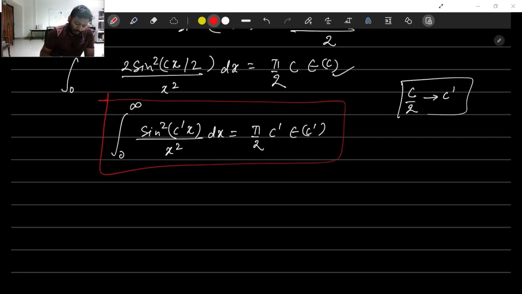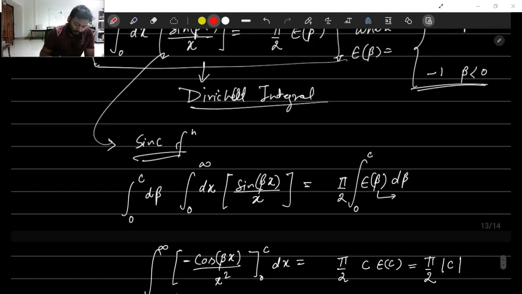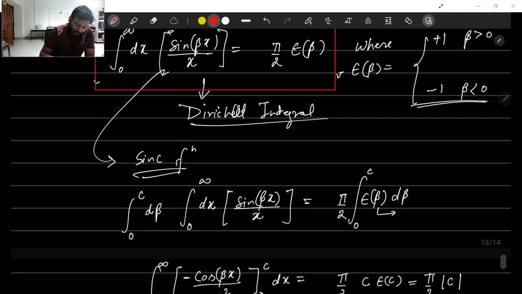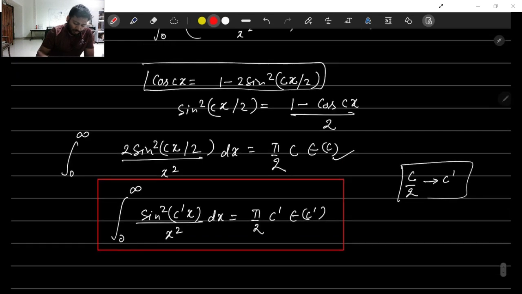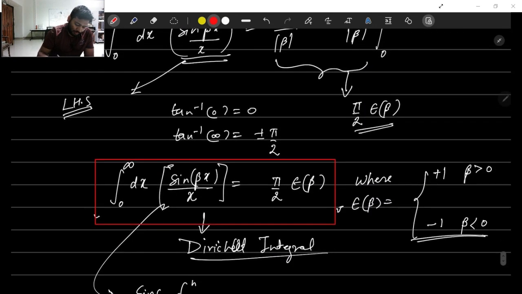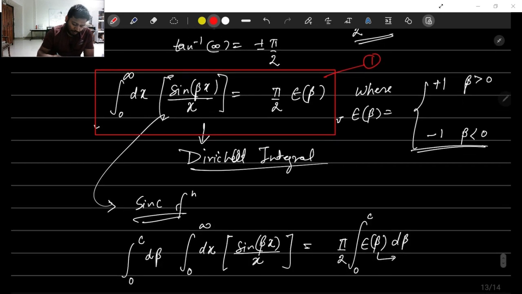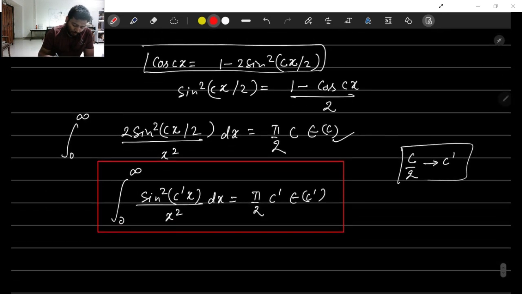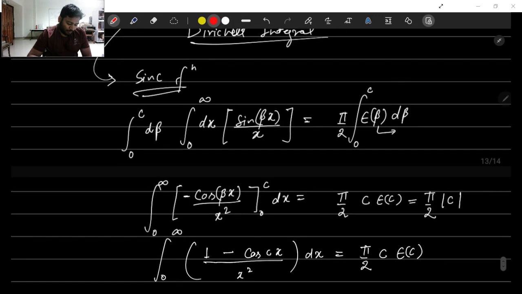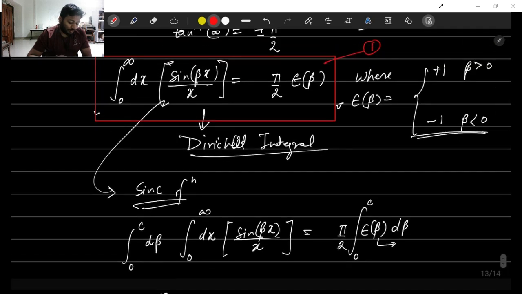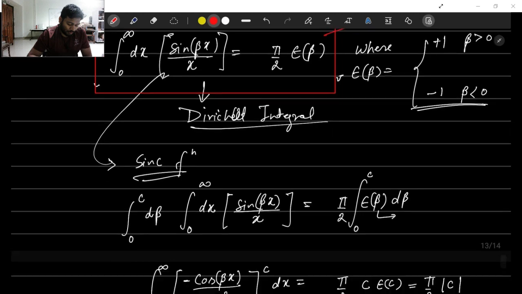So the first form of Dirichlet integral we have is this one, and this is the second form of the Dirichlet integral, correct. So let me write down the number. This is first, this is second. Both are not the same integral, both are different integrals. You can see here that in the first form of the Dirichlet integral, in the denominator we have x, the single power of x.